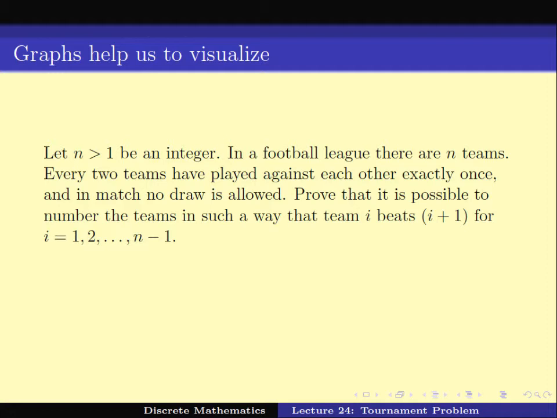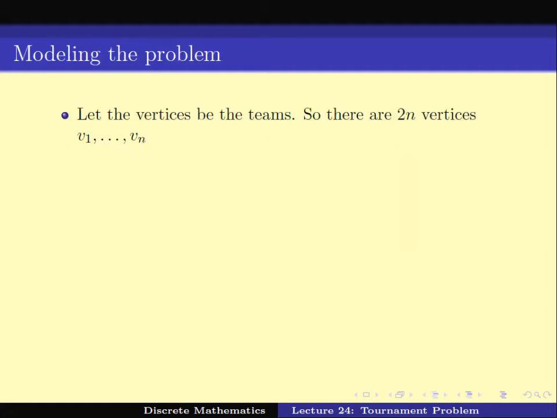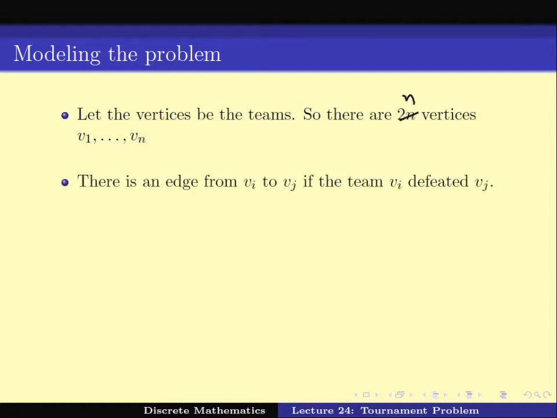So to formalize it as a graph theory problem, we have to first set up a graph. So of course, let there be n teams. Sorry, this is not 2n but just n. There are n teams, so let the n vertices be v1 to vn. And we draw an edge from vi to vj if vi defeated vj. The team vi defeated team vj.